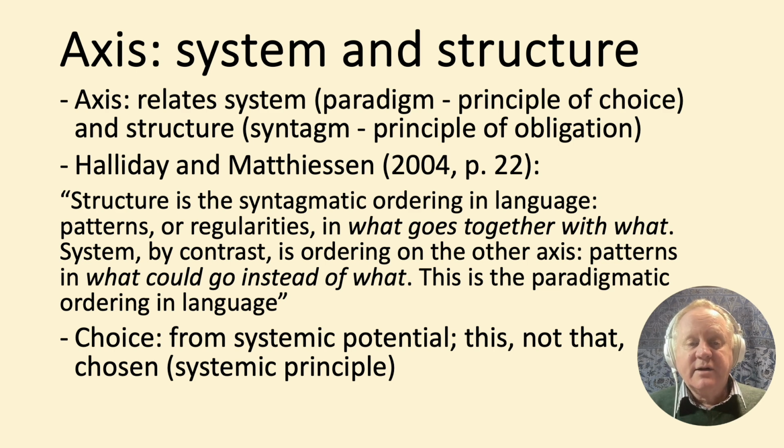So, as the Introduction to Functional Grammar, 3rd edition, puts it, structure is the syntagmatic ordering in language, patterns or regularities in what goes together with what. System, by contrast, is ordering on the other axis, patterns in what could go instead of what. This is the paradigmatic ordering in language. The italics are in the original.